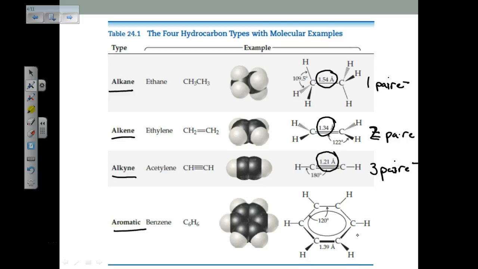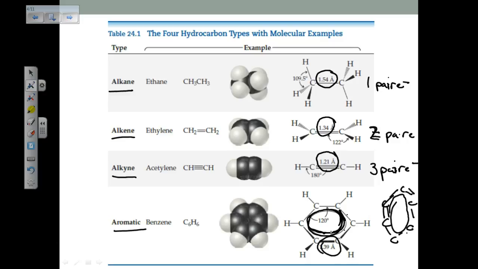Now we come down to the aromatic, and remember, aromatics are very special. The electrons making this double bond are delocalized, so the electrons spin around. So it's not like this is a double bond and this is a single bond. What we know is each of these bonds is the same length because the electrons are delocalized. It's not a double bond then a single bond, then a double bond and a single bond all the way around. It's kind of like a bond and a half all the way around.